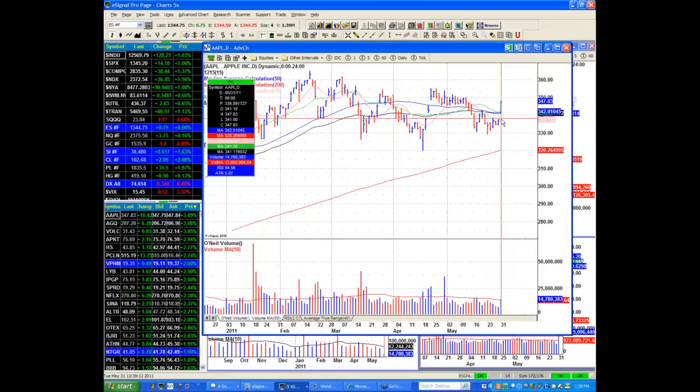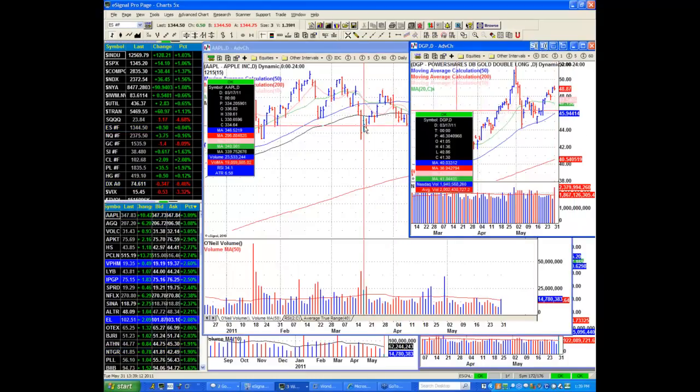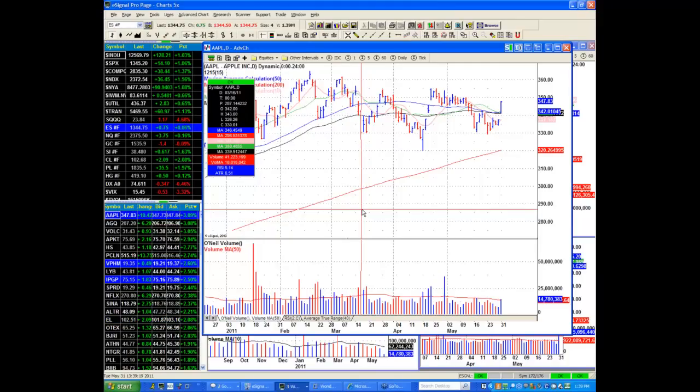So in the stock, this move today is constructive in that you had increasing volume and you popped back above the 50-day moving average. You know, maybe this is telling you that the market wants to go higher and Apple will be leading the charge. So that actually looks pretty good.